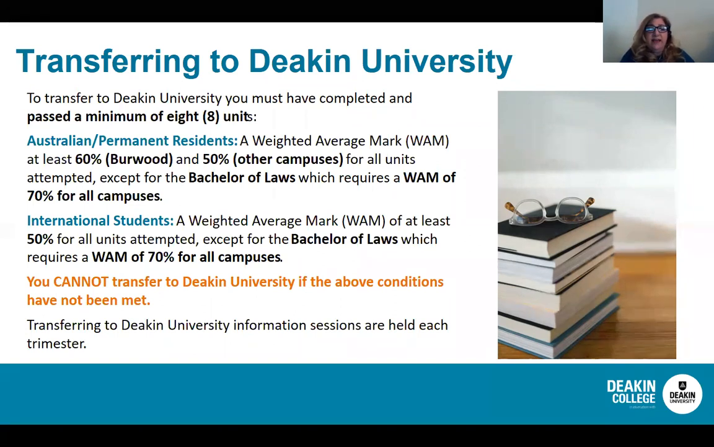If you are an international student, then you will need to achieve a WAM of at least 50% to be offered a place at Deakin University. However, if you're undertaking the Bachelor of Laws, then you will also need a WAM of 70% across all campuses. You will not be able to transfer to Deakin University if you do not meet the required WAM. And transferring to Deakin University information sessions are held every trimester.